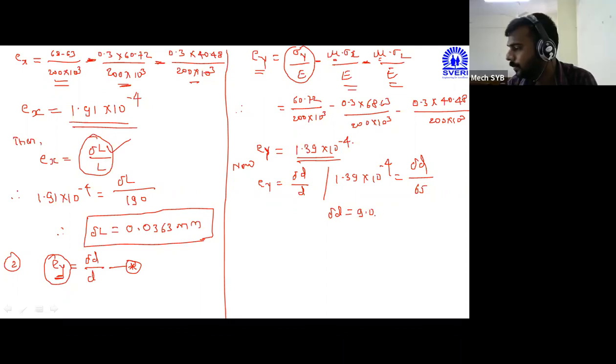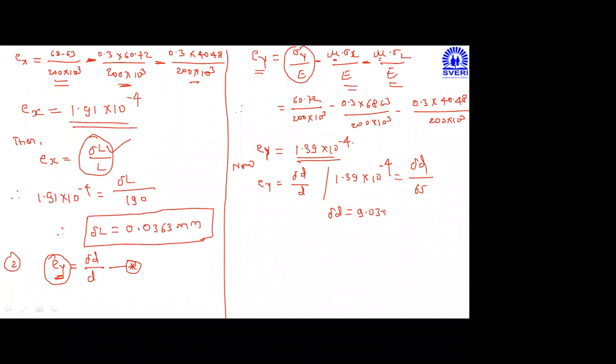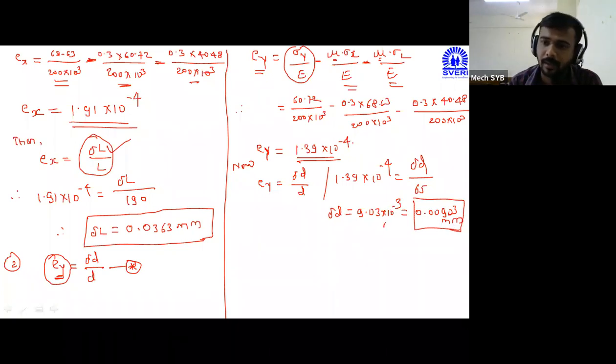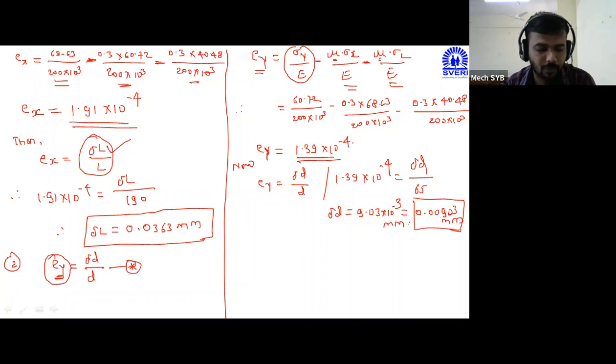9.03 into 10 raised to minus 3 mm, which is equal to, how it is written, let us see, 0.00903 mm. If you write 9.03 into 10 raised to minus 3 mm, that answer is also accepted. But if we have to remove that 10 raised to minus 3, how it should be written, that also we have to represent here.